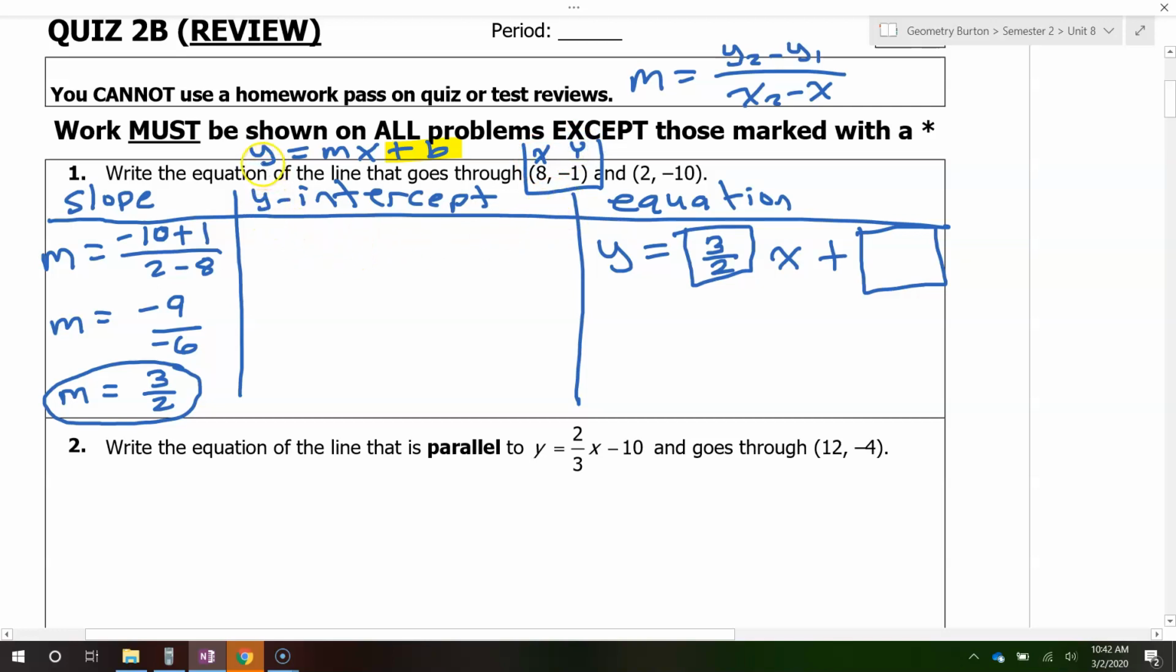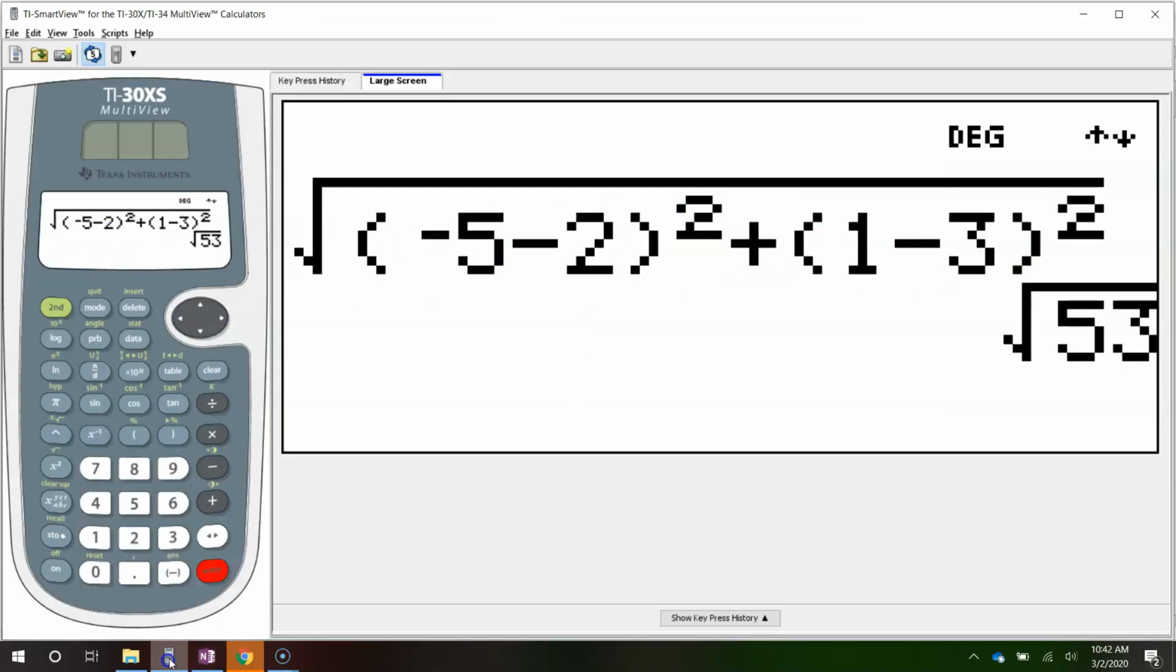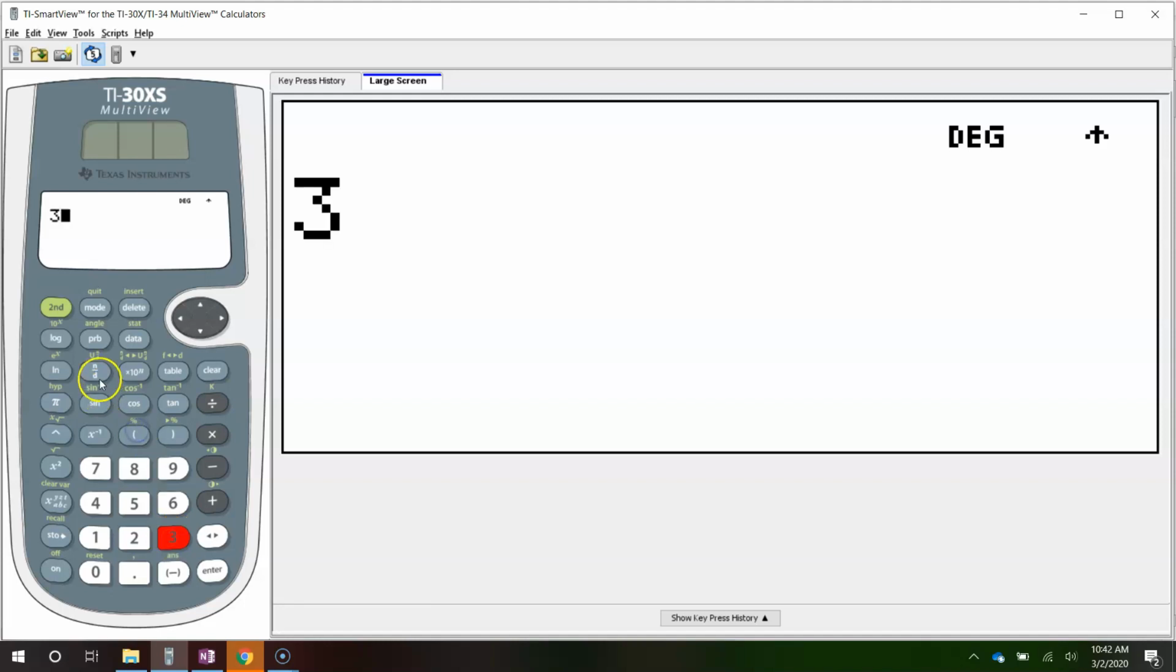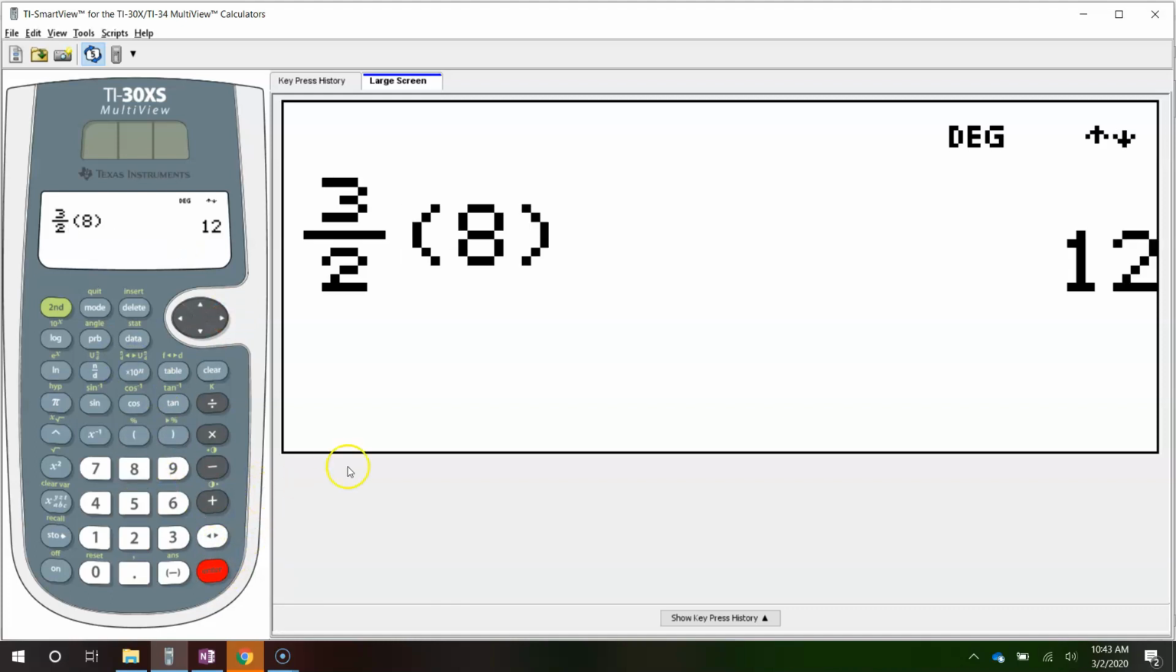So that means in for y goes negative 1, so I'll have negative 1 equals. Next up is m, that is 3 over 2. And then next is x, which is 8, plus b. So I know that 2 goes into 8 4 times, and 4 times 3 is 12. So that's going to be negative 1 is equal to 12 plus b. If you're unable to do that work in your head, then you can use a calculator. So 3 over 2 times 8. All right, so you can do it that way if you need to.